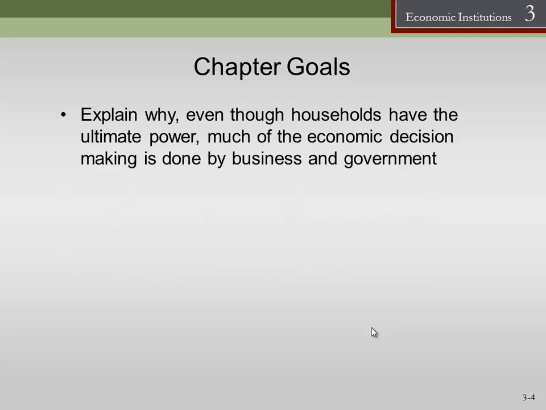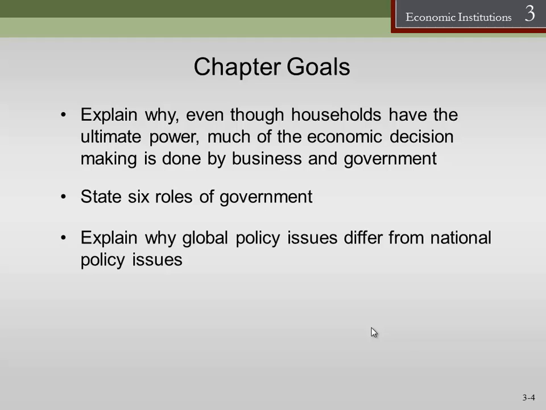And explain why, even though households have ultimate power, much of economic decision-making is done by businesses and government. All right, state 6 roles of government and explain why global policy issues differ from national policy issues. Well, we'll talk a little bit about that.